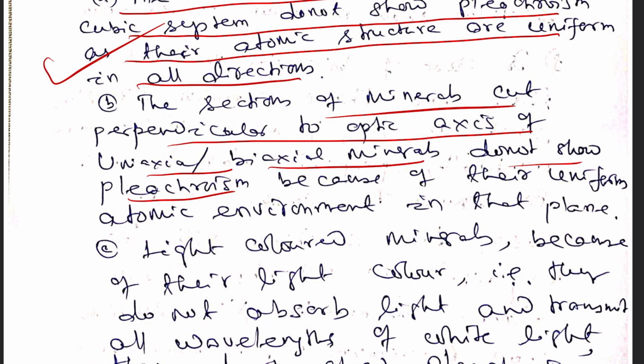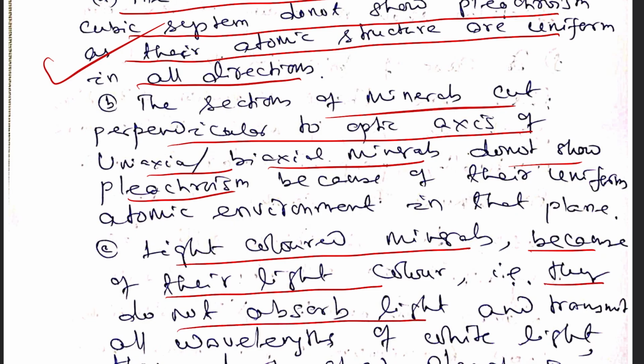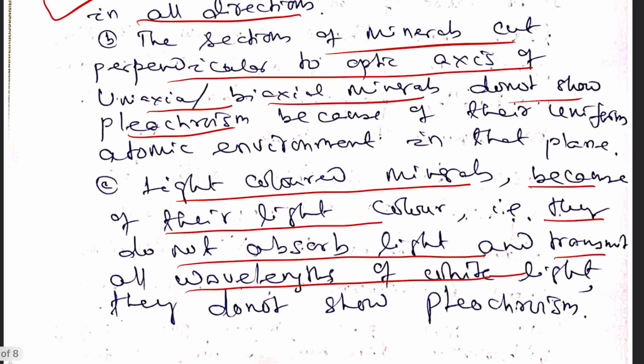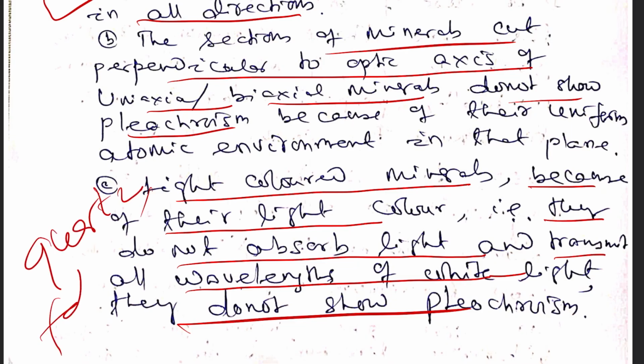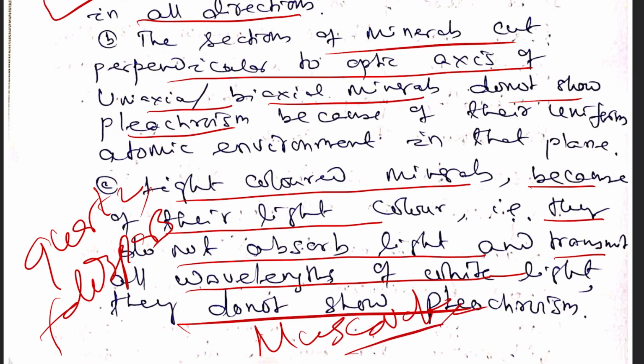And the light colored minerals, because they are light in color, do not absorb light and transmit all wavelengths of white light. That's why they do not show pleochroism. For example, quartz, feldspars, muscovite do not show pleochroism because they are white in color.